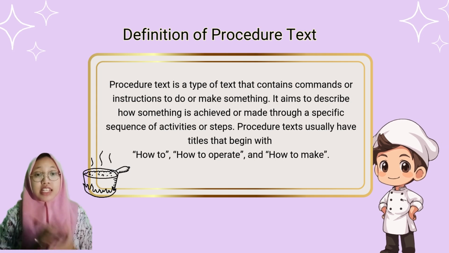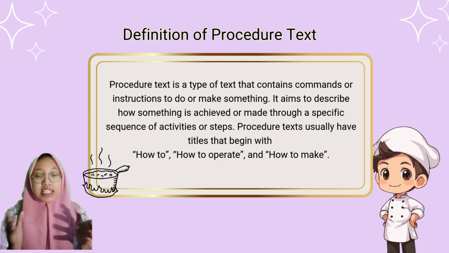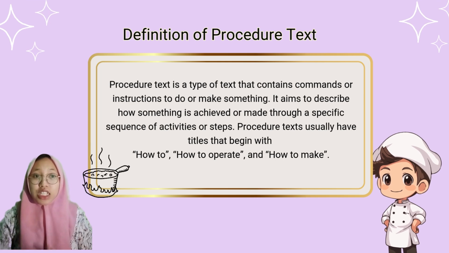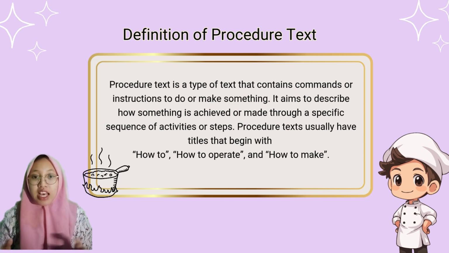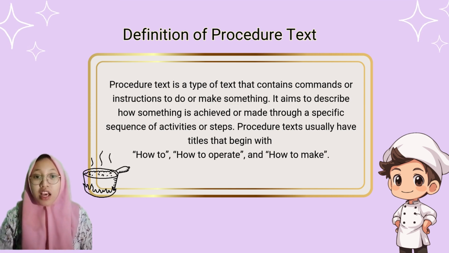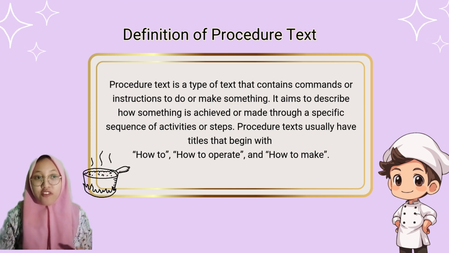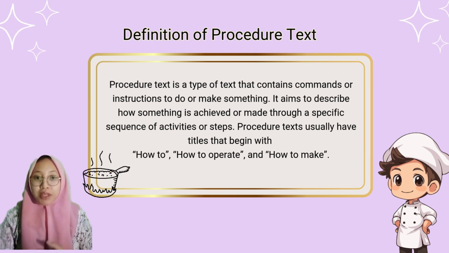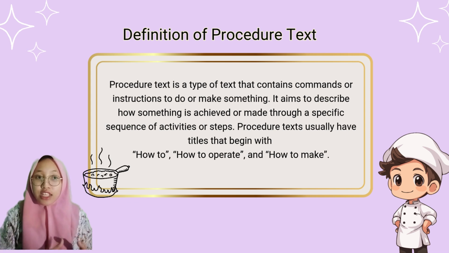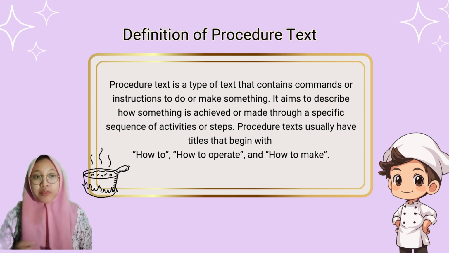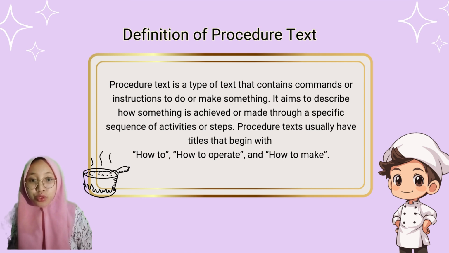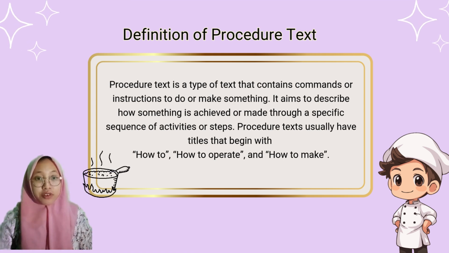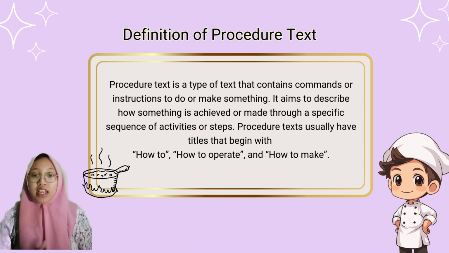Procedure text is a type of text that contains commands or instruction to do or make something. It aims to describe how something is achieved or made through a specific sequence of activities or steps. Procedure texts usually have a title that begins with how to, or how to operate, or how to make.